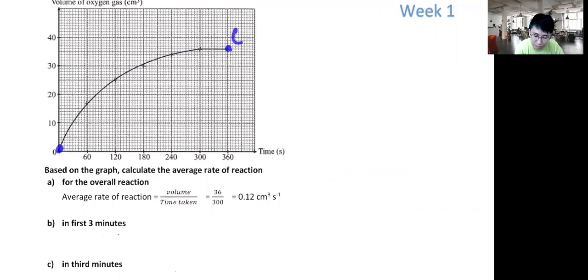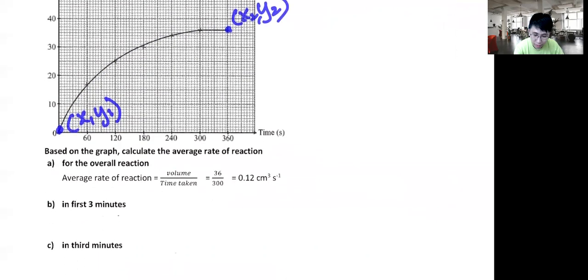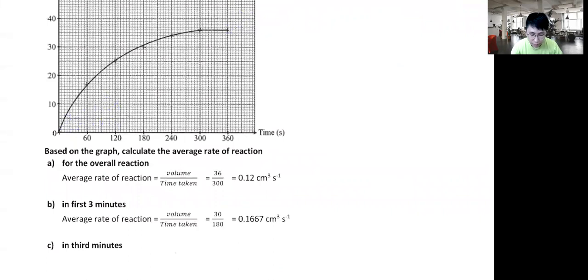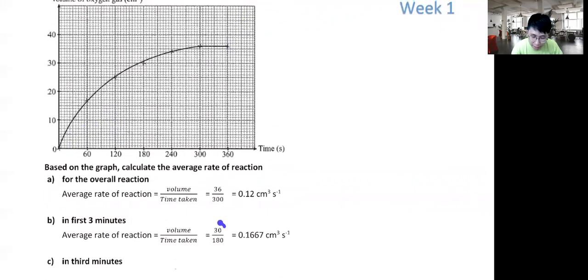So take this as x2, y2. This one is x1, y1. Just do your gradient formula. You can see that why is it 30? Because it's actually 30.